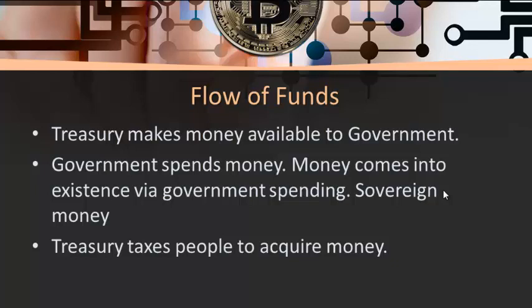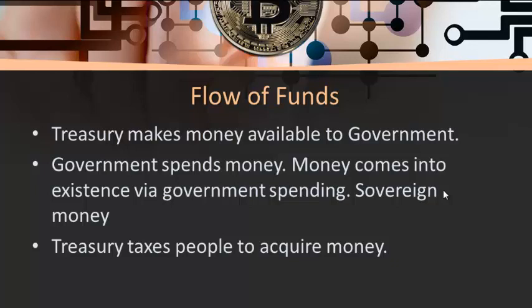So now money comes into existence via government spending. Then this money is circulating in the economy. Taxation collects this money, which basically reduces the amount of money that is running around in the economy.